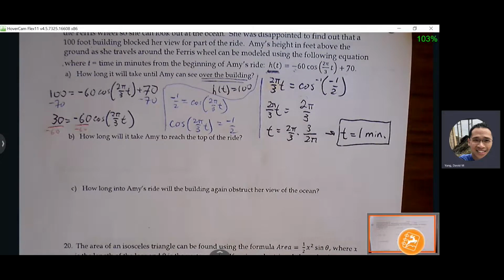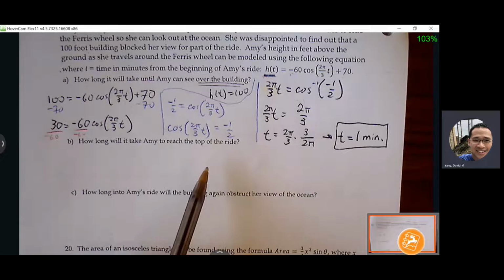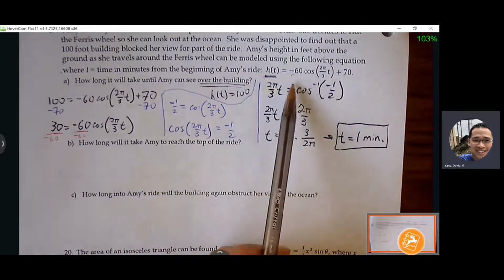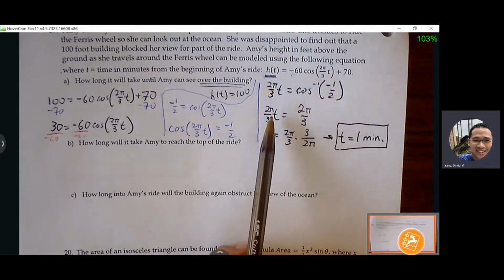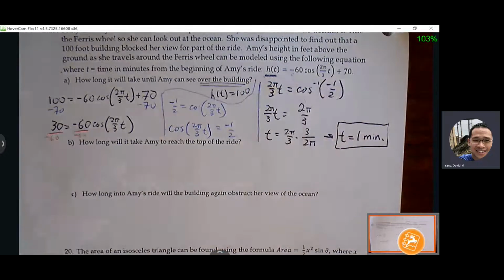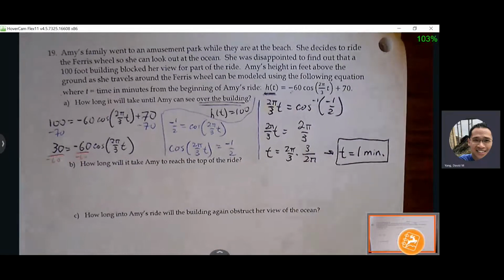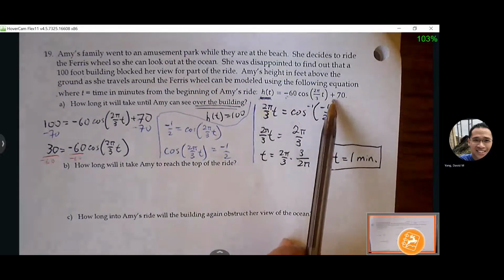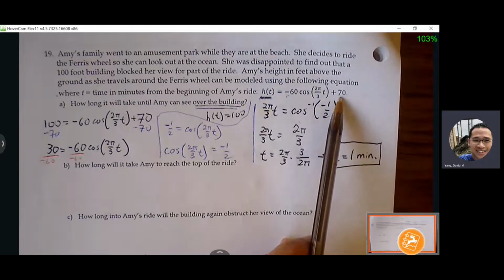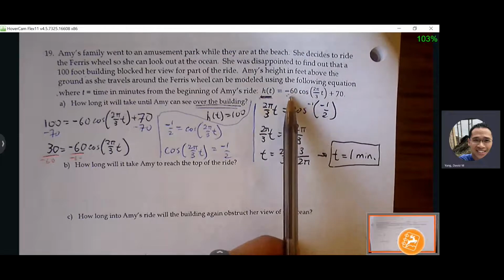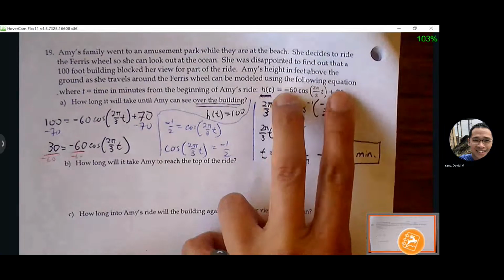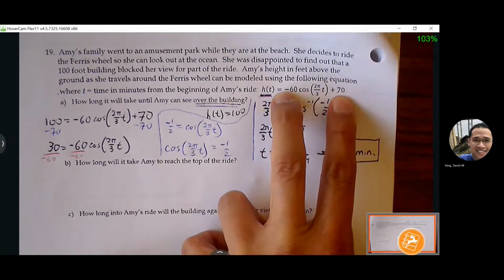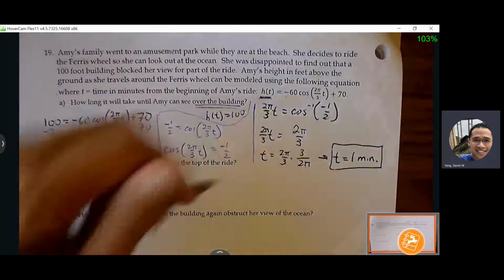Okay, part B, how long will it take for Amy to reach the top of the ride? So how high is her highest? How high will she be at the top of the ride? So this 70 tells us that's the average height, but then this negative 60 tells us that's the amplitude, right? So what can we say? 70 plus 60, 130, right? So 130 feet is the top of the ride.